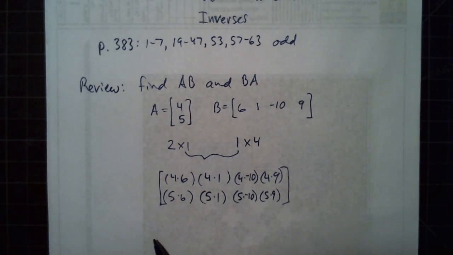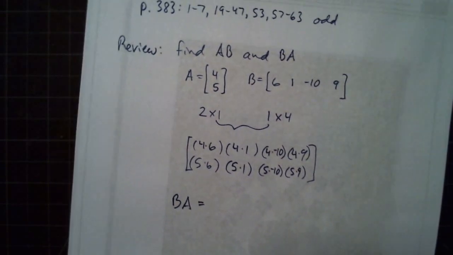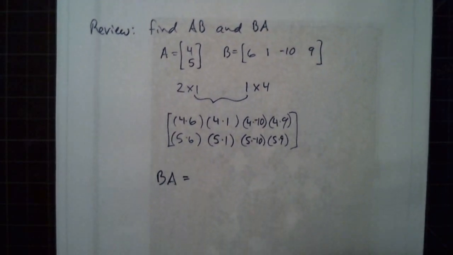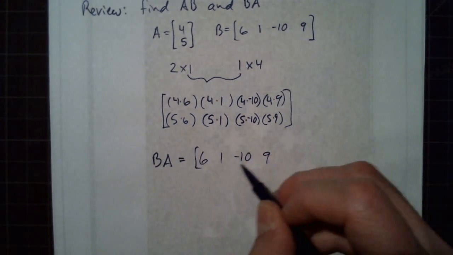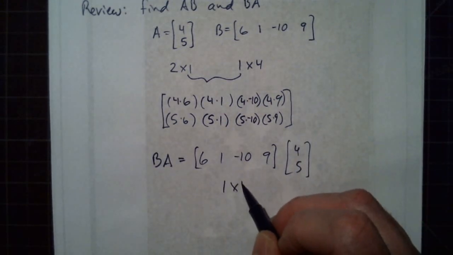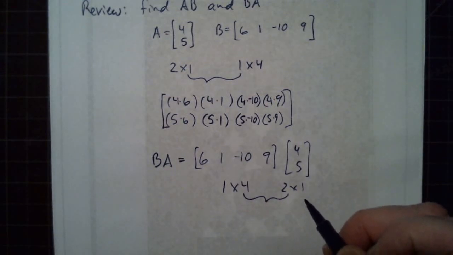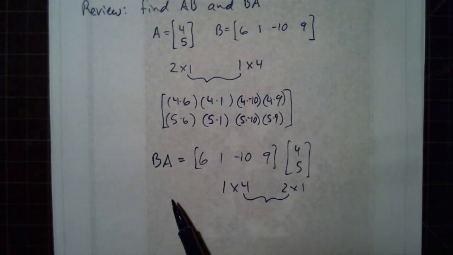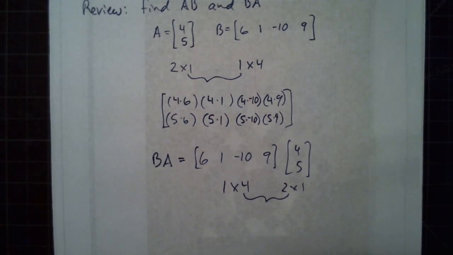If we wanted to do B times A, we have 1 by 4 and a 2 by 1. So those are not the same, and we can't multiply. And that shows that matrix multiplication is not commutative. And let's move on to inverses.